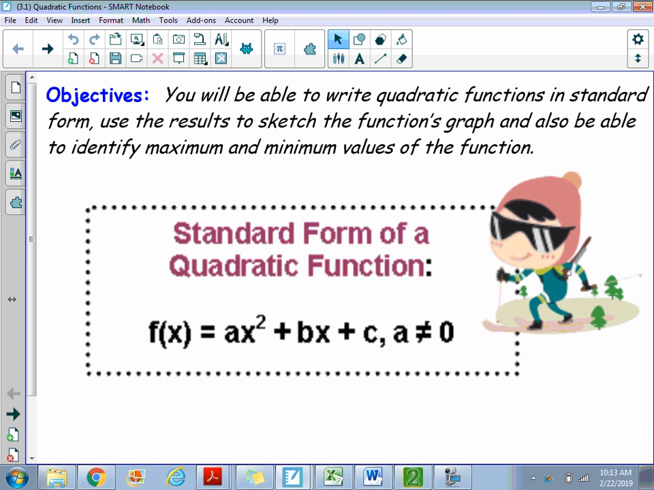What are the things we can do with a quadratic equation if it's in standard form? You can factor it out and find the solutions, or what's the other synonym? Zeros, which are also the intercepts, right? The x-intercepts. So in standard form, we need it for that.